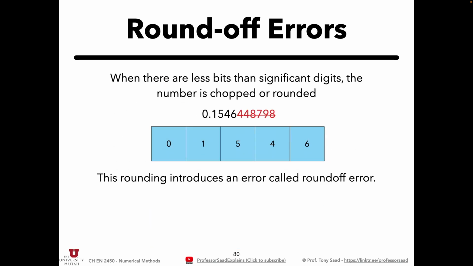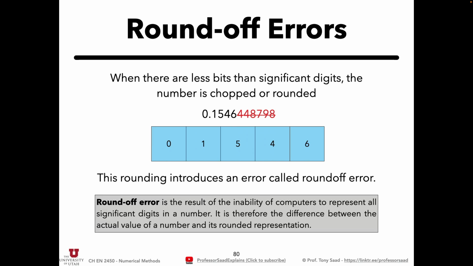Now, this rounding introduces an error called round-off error. This is a definition of the inability of computers to represent all significant digits in a number. It is therefore the difference between the actual value of a number and its rounded representation on a computer. So that's the error you're committing there.